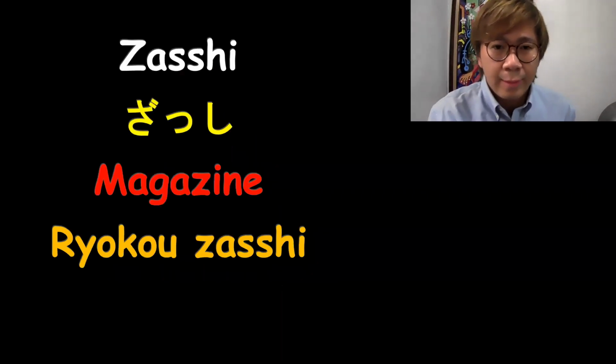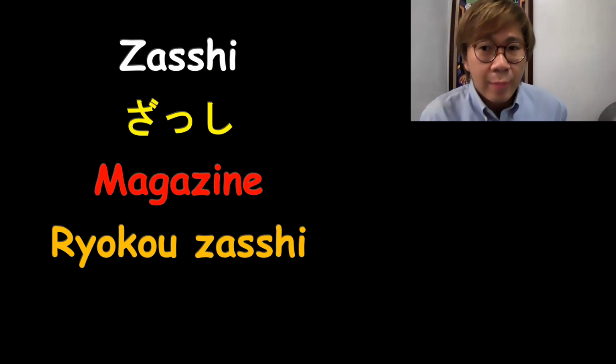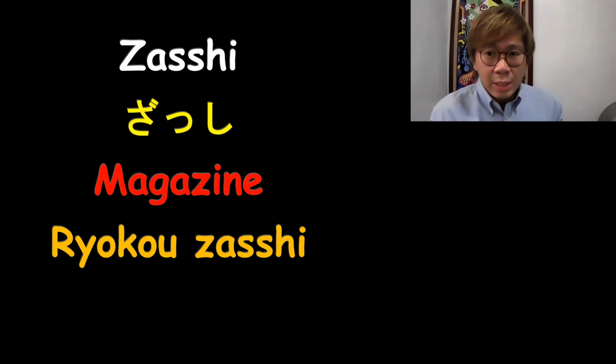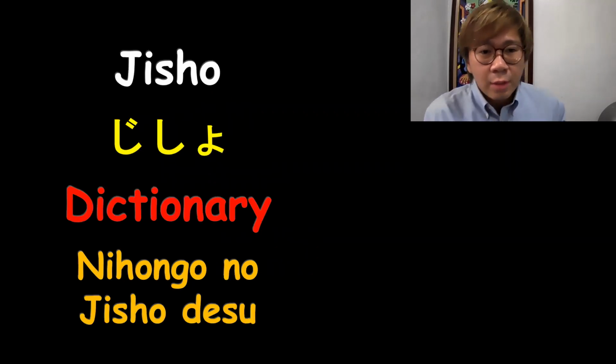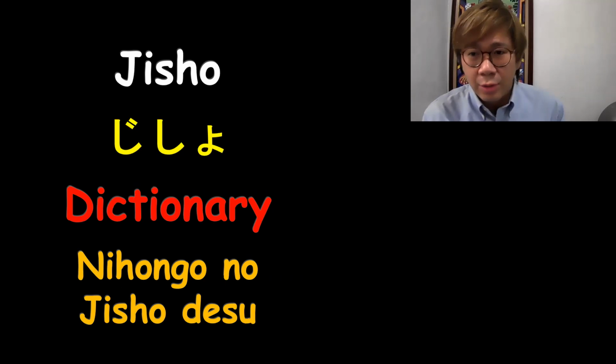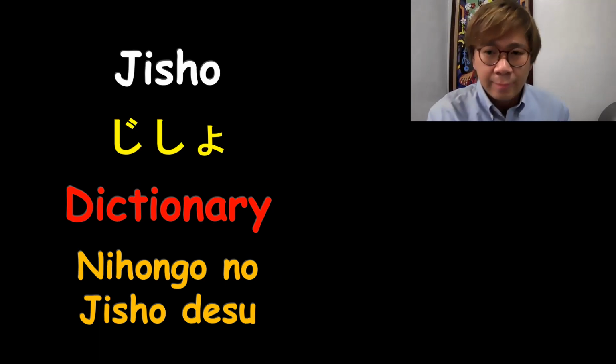Okay. Next. Zasshi. Magazine. So, Ryoko Zasshi, which is a travel magazine. Ryoko Zasshi, diba? Zasshi is magazine. Ryoko, obviously, it's travel. Next, Jisho. Nihongo no Jisho desu, or Jisho. Okay, Nihongo no Jisho desu is Japanese dictionary.